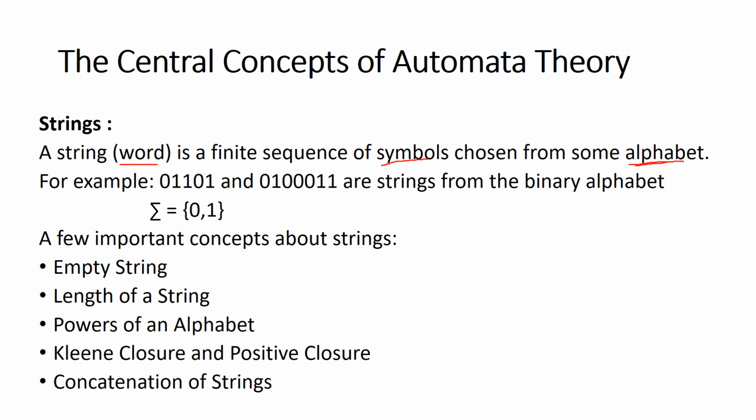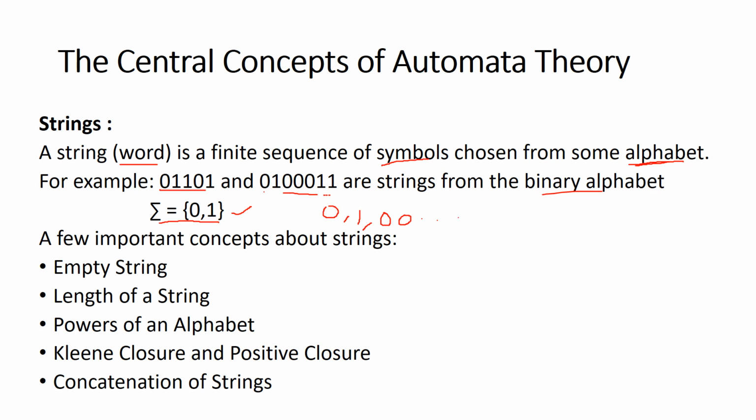For example, if we take the alphabet as 0, 1, which is the binary alphabet, strings can be 0, 1, 1, 0, 1, 0, 1, 0, 0, 0, 1, 1. So these are strings from the binary alphabet. Any other combination of zeros and ones can also be a string. For example, 0 can also be a string on the alphabet 0, 1. Similarly, 1 can also be a string on the alphabet 0, 1. Similarly, 0, 0 can also be a string on the alphabet 0, 1, and so on. It is going to continue like this.